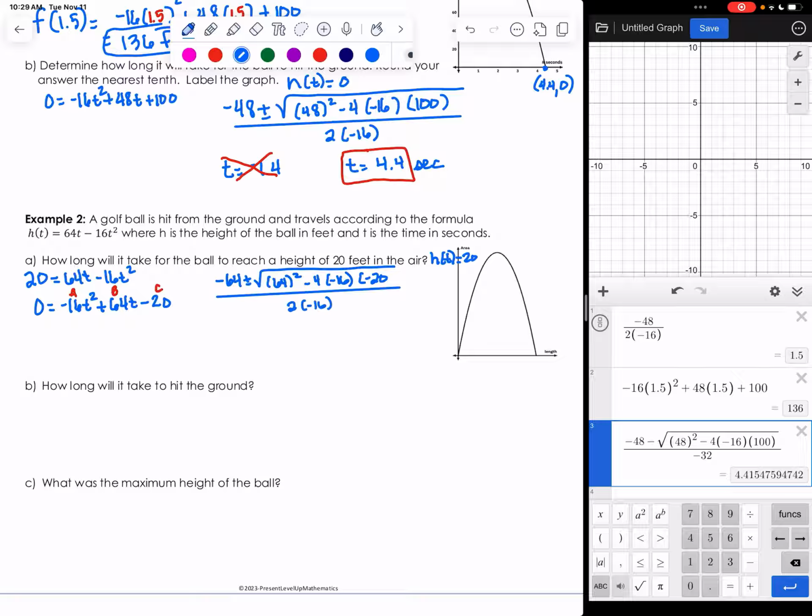Now, I'm going to use the quadratic formula that I've already got here in my calculator. I'm just going to edit this. So I'm going to put negative 64 plus, change that 48 that I already have in there to 64 squared minus 4 times negative 16. I just need to change the 100 to negative 20. And then I've got a negative 32 on the bottom. So time would be 0.3 seconds. Now let's get our second answer. And 3.7 seconds.